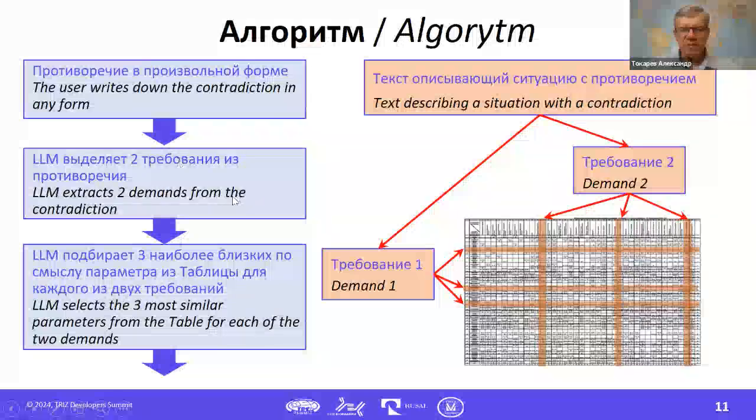The next step: the LLM draws out of this text the first thing which is better and another one which is worse. And then for every demand, the LLM picks and chooses three parameters which are more or less similar to our contradiction. So what we want to improve and what we want to worsen, we have three options as well.